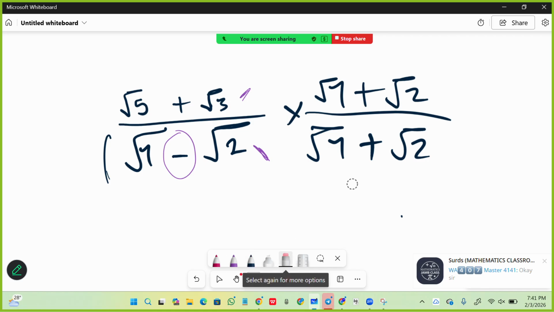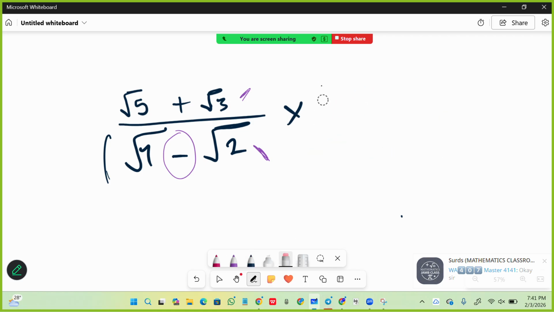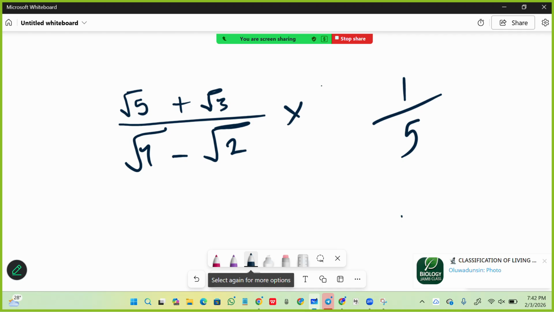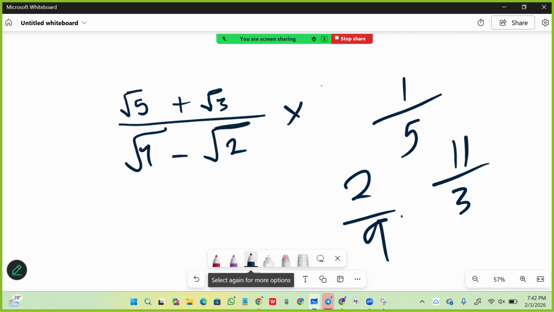Let me start again. Good. Now this is it. Like I said, one more time. If I ask you what a fraction is, it is when a number is on top of another number. Are you getting that? For instance, 1/5, 2/9, 11/3, and so on. These are examples of fractions. Some of them are proper fractions, some of them are improper fractions.